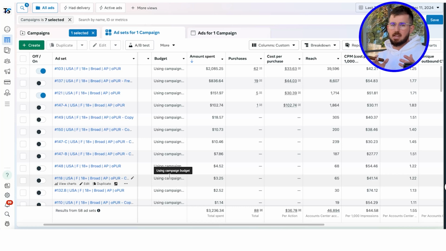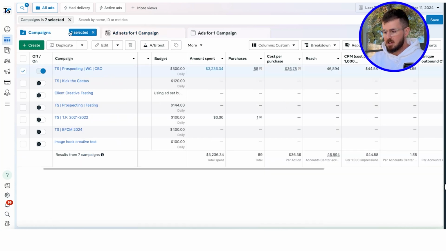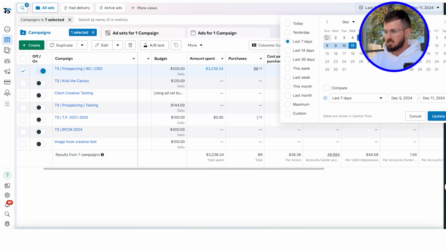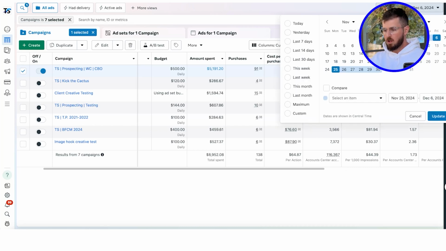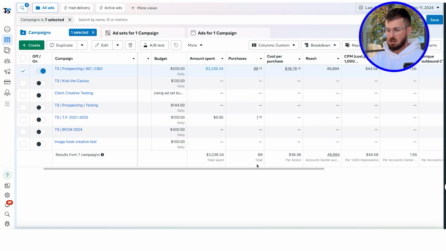I'd rather spend barely any money. Just think about it. $3,200 spent at a $36 cost per purchase versus this period of time over here where we spent $8,900 at a $64 cost per purchase, almost double the cost per purchase. And we drove 120 purchases. This one was 89. So we're way more profitable on this, and we also didn't burn money. So we acquired customers to the level we need, and we didn't burn money. And the only difference here is we didn't force money on ads.